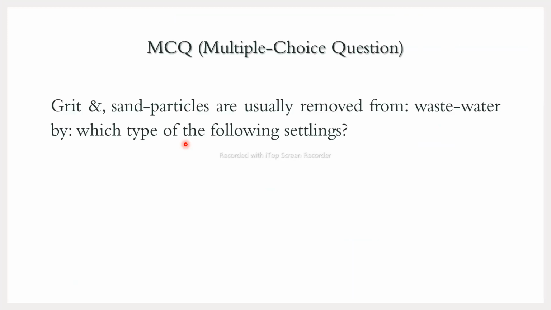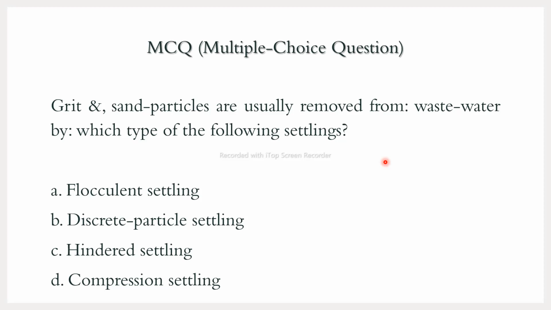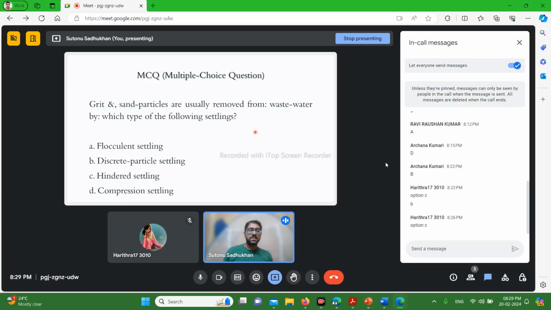Now, our next MCQ: sand and grit particles are usually removed from wastewater by which type of the following settlings? Option A, flocculent settling. Option B, discrete particle settling. Option C, hindered settling. And option D, compression settling. One option is correct among them with respect to grit and sand particle removal. I'll wait for a minute. Please type your answer in the chat box.